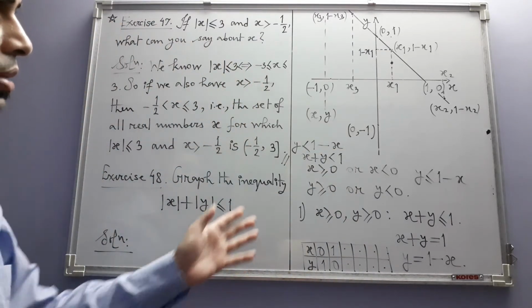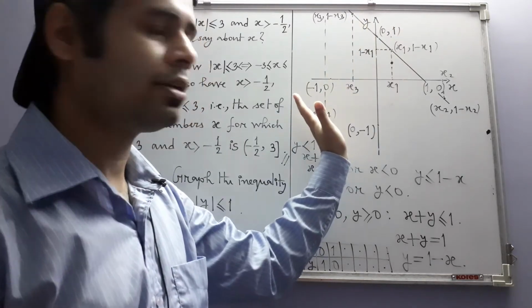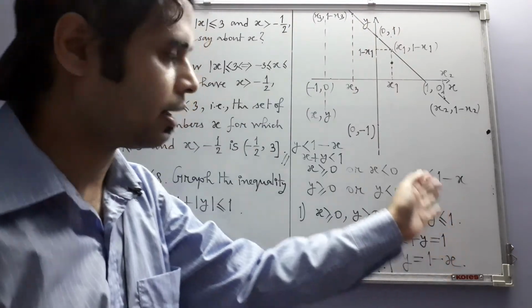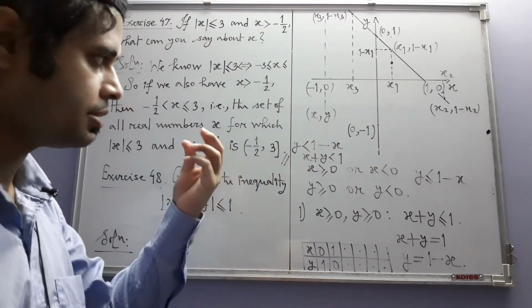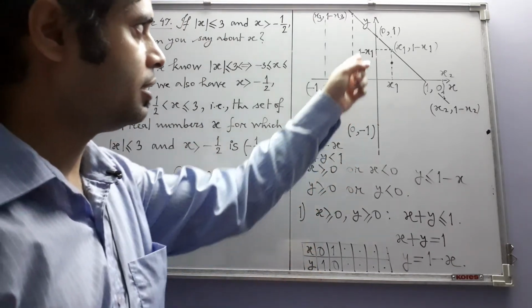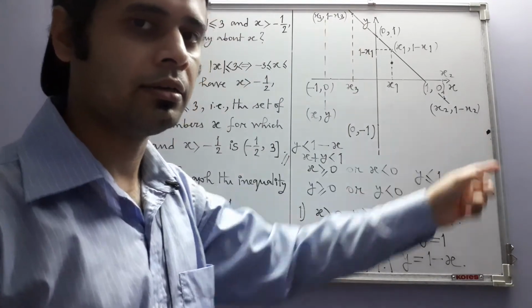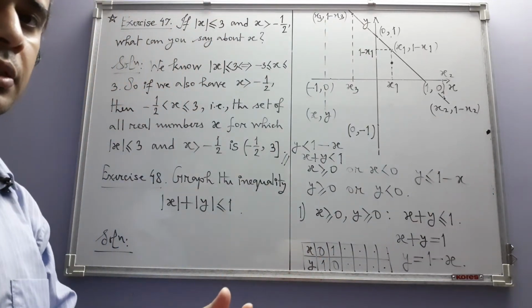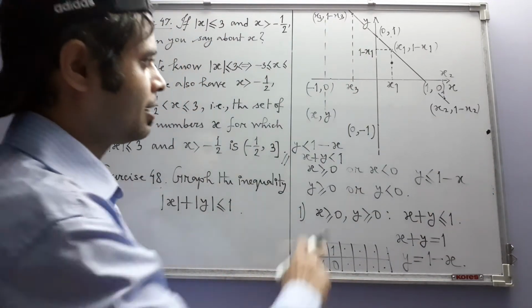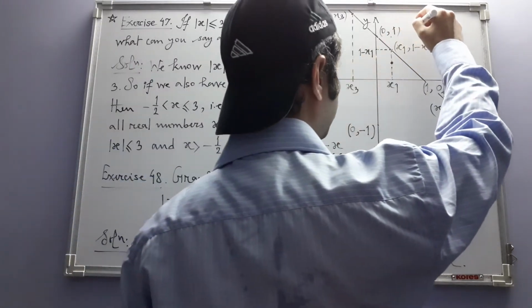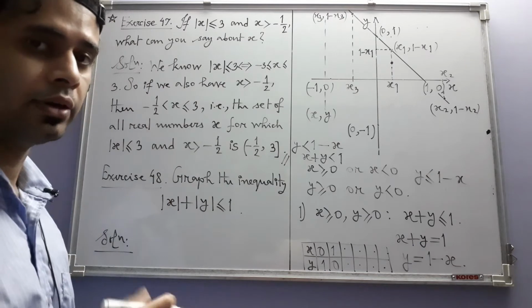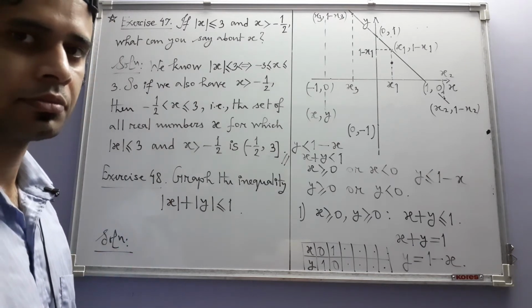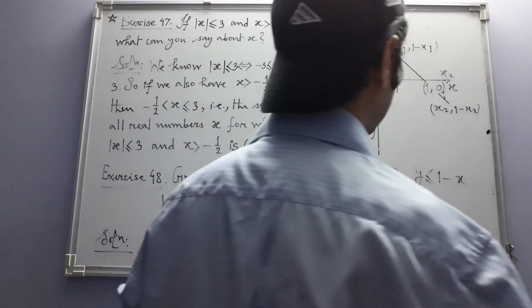So for any point lying on this side of this straight line, x plus y, the sum of their coordinates, is less than 1. For any point lying on the straight line, the sum of its coordinates is equal to 1. And for any point lying above this straight line, the sum of its coordinates is greater than 1. Okay, that also is true.